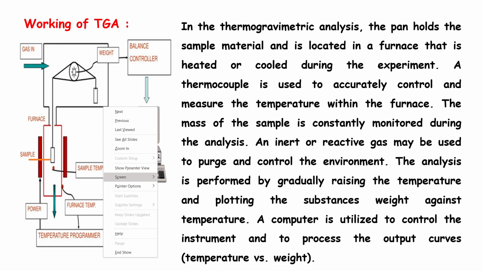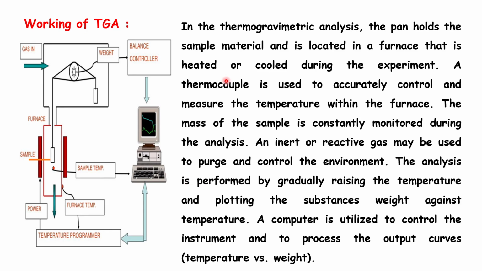Now here we are going to see the working of the TGA. In the thermogravimetric analyzer, the pan holds the sample material and is located inside the furnace that is heated or cooled during the experiment. A thermocouple is used to accurately control and measure the temperature within the furnace.